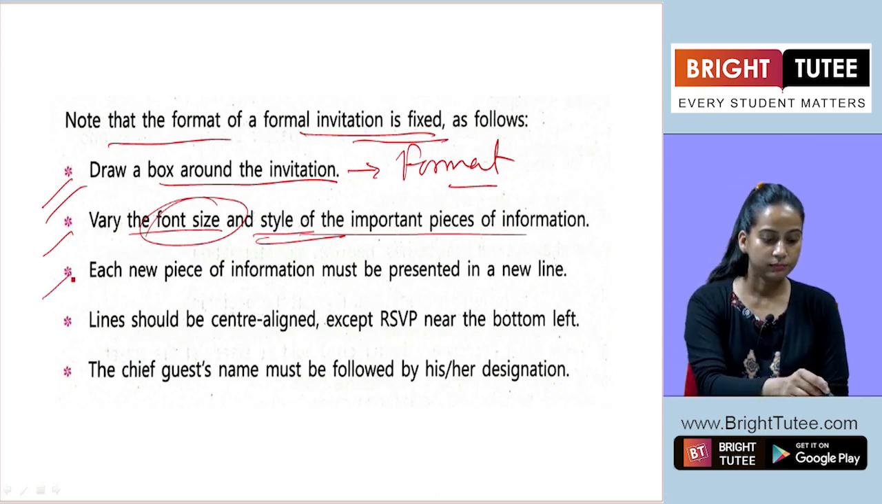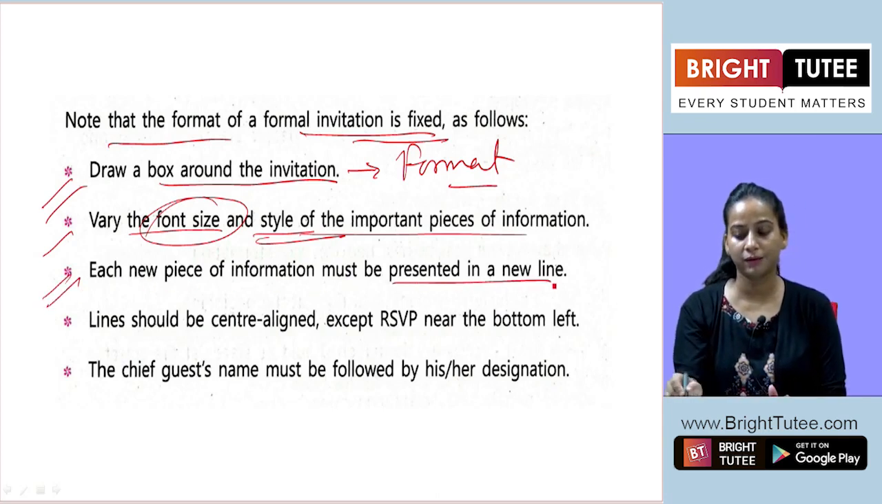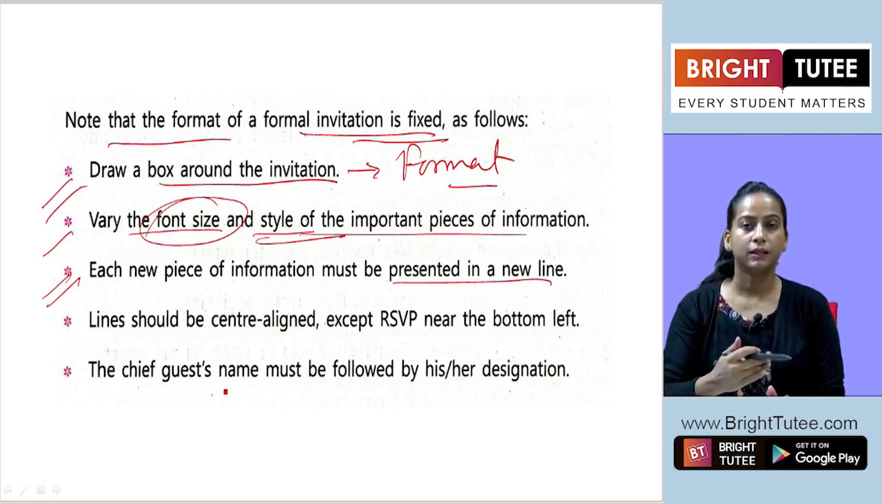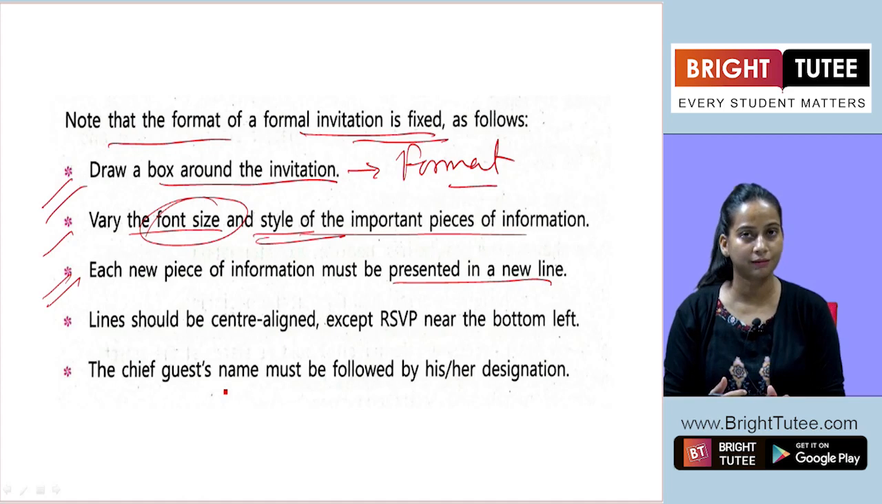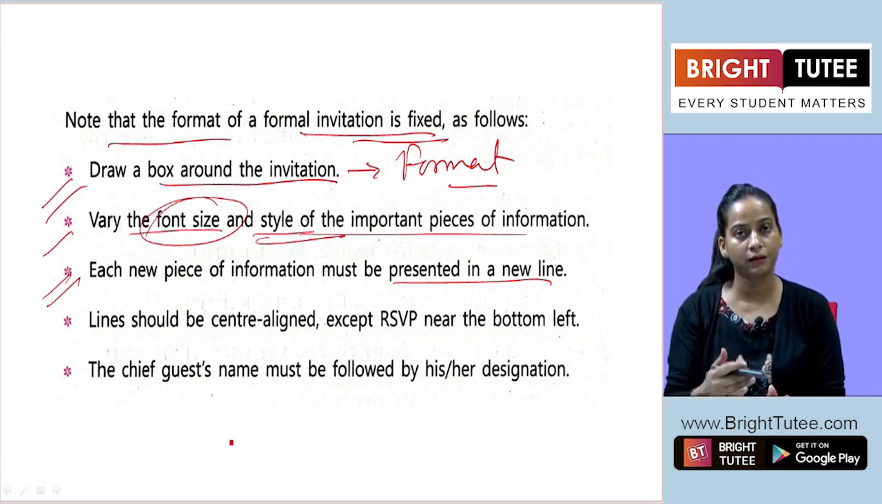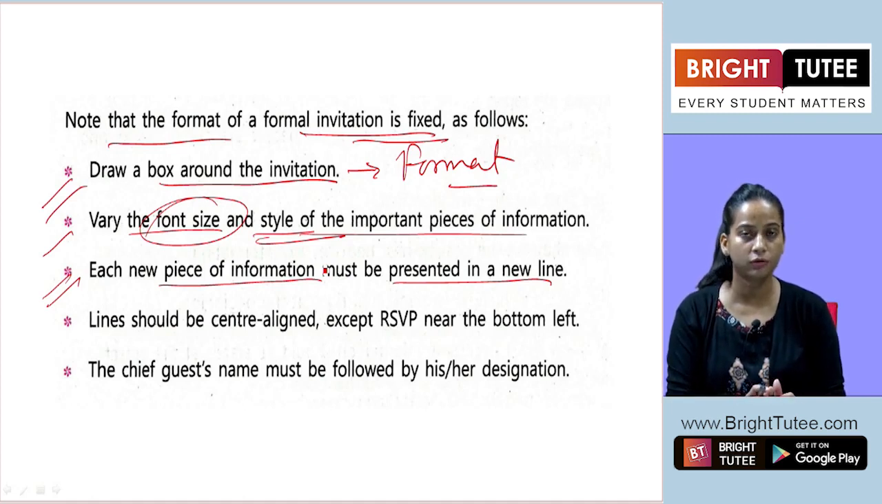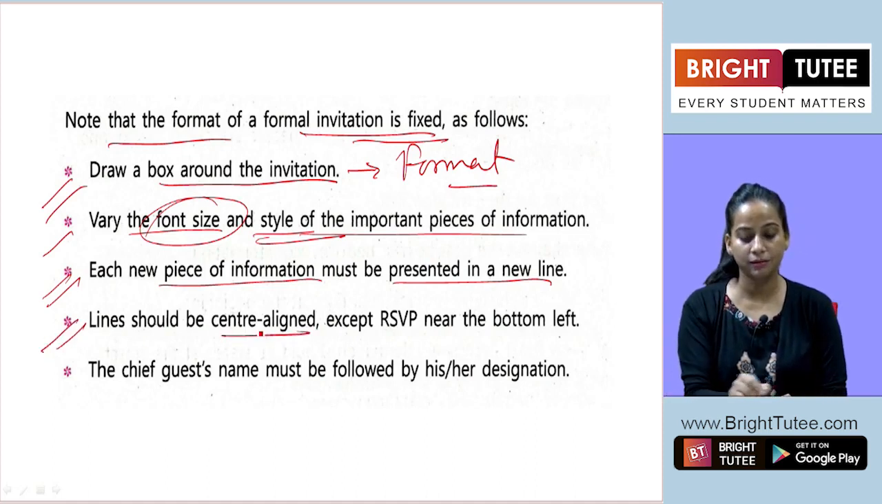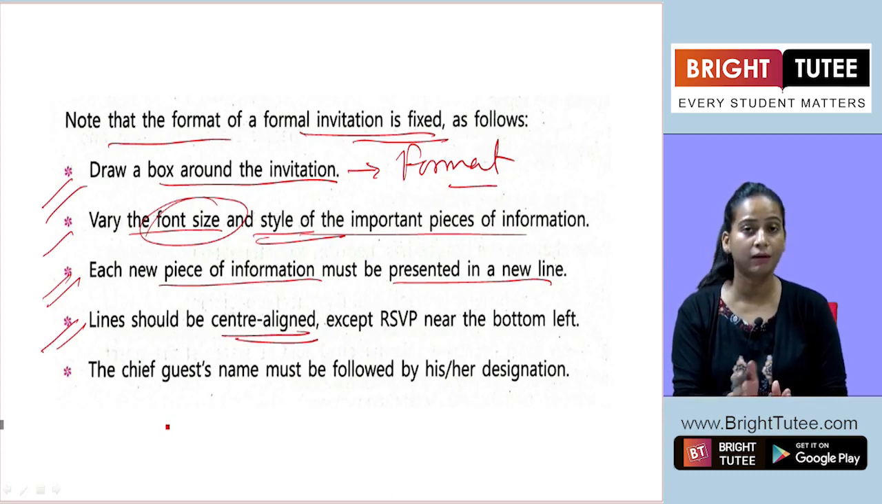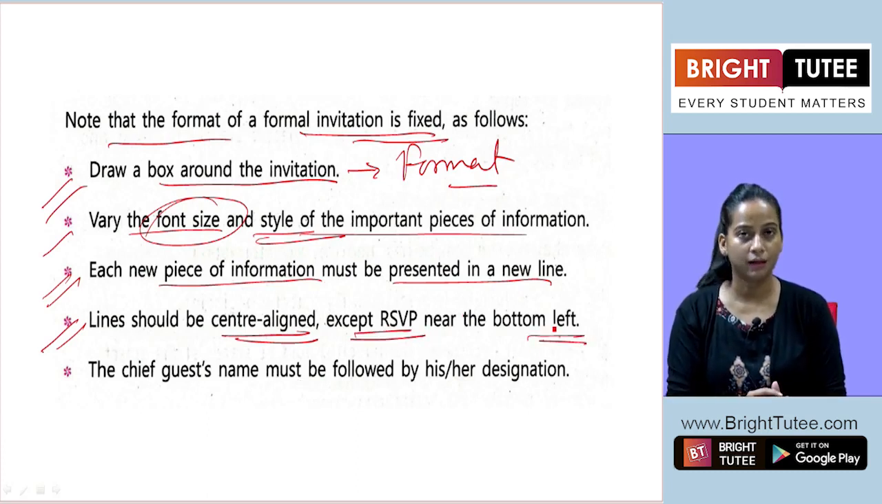Clear? Each new piece of information must be presented in a new line. If you are starting with the day, date, timing, that should be started in the next line. If you are mentioning the chief guest, that also should be started from a new line. Whenever you are starting a new piece of information that you have to add to your invitation, it must be started with a new line. Then the lines should be center aligned. That also we have discussed and already seen in the example, where everything was center aligned, except RSVP, which should be near the bottom left.